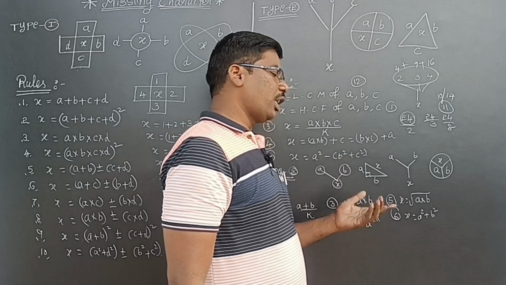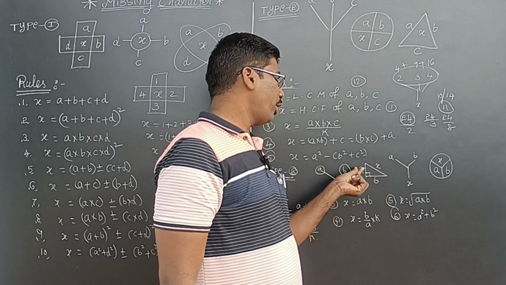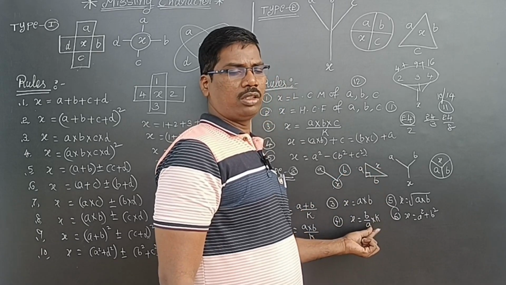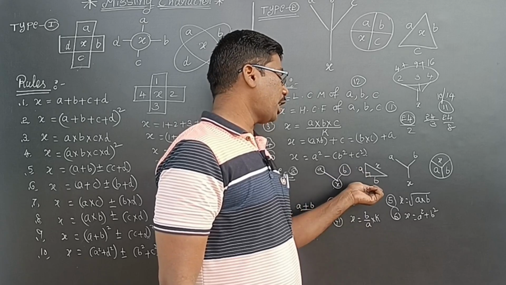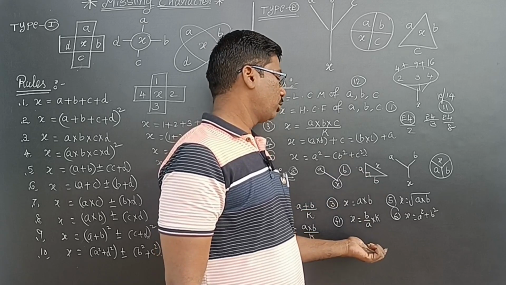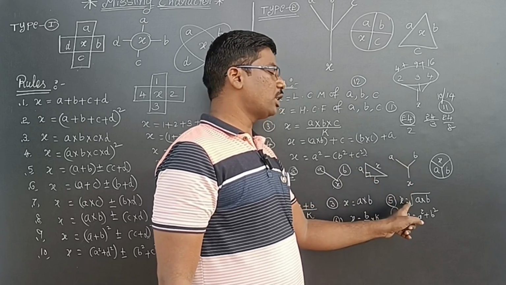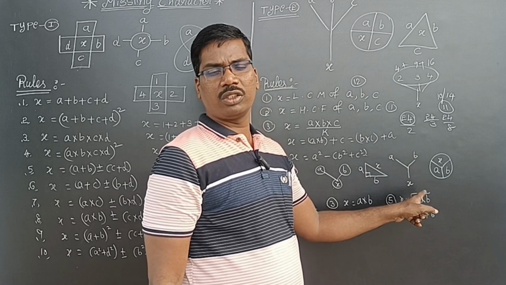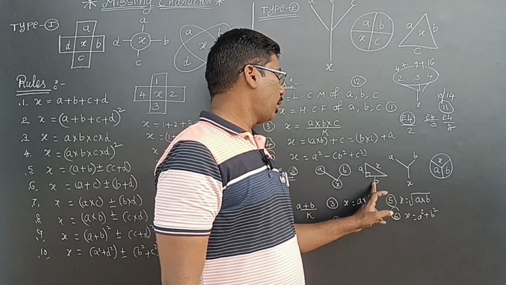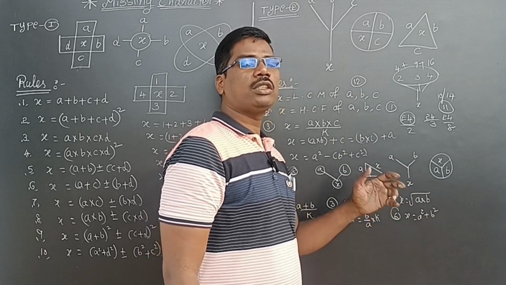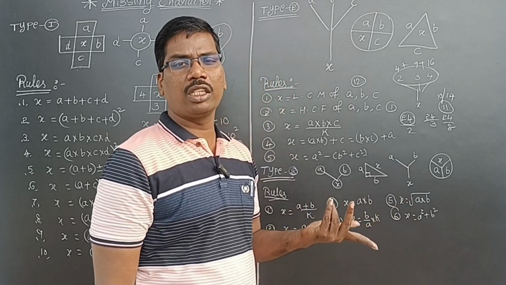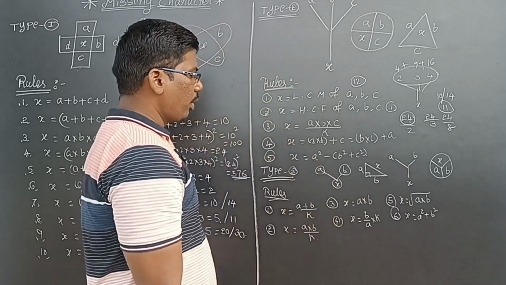Or just multiply the 2 numbers, you will get the answer. Or divide second number by first number and multiply with some number. Or divide first number by second number and multiply with some number. Or multiply these 2 numbers and take out square root, you will get the answer. Or squares of numbers adding, or squares of numbers subtracting. One example we will take.